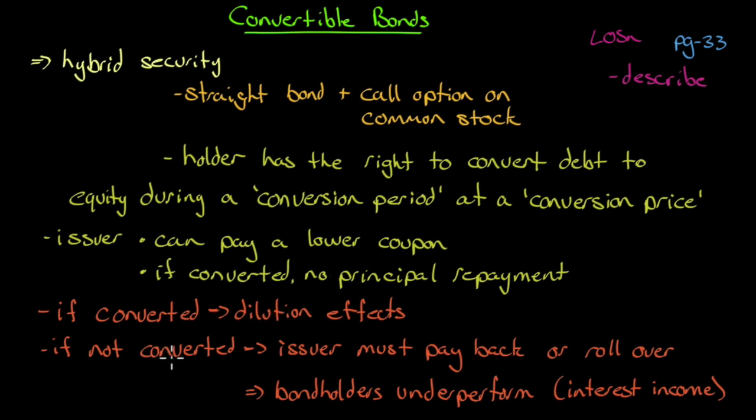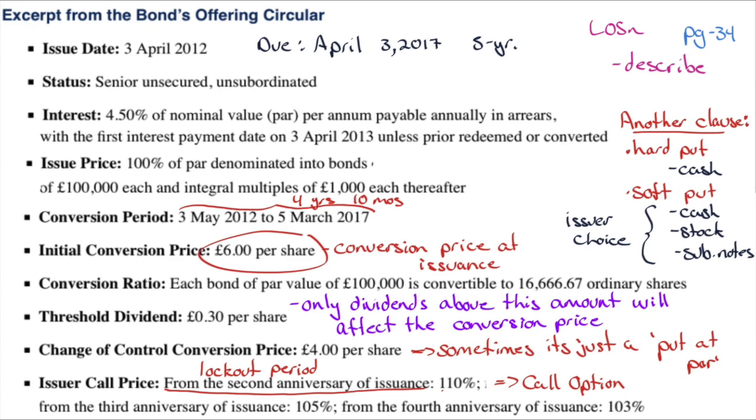If it is not converted, the issuer must pay back the principal or roll over the debt, and the bondholder underperforms. Because if the call option remains out of the money for the entire period, the holder basically just got a lower coupon than they could have otherwise.